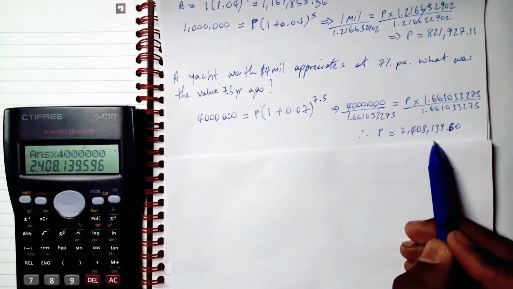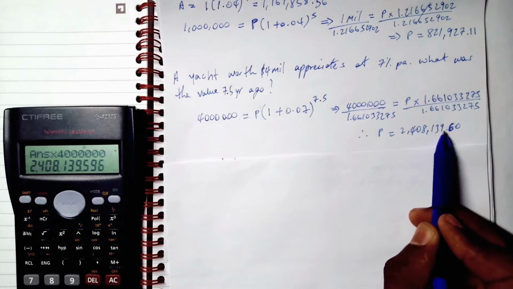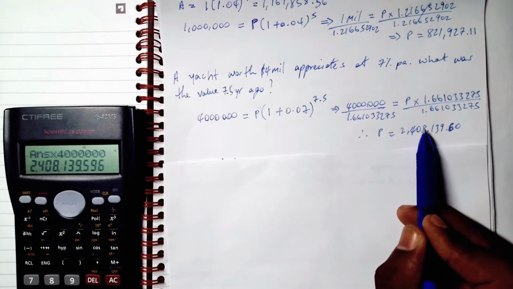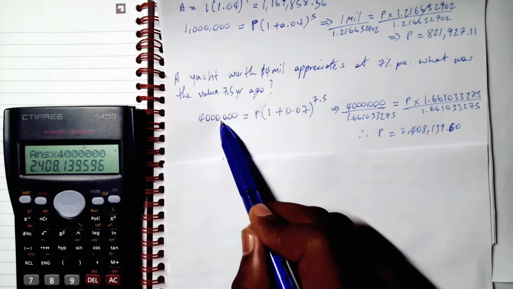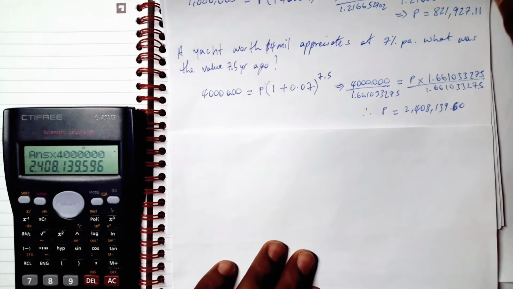So this was the value of the yacht 7.5 years ago. When we appreciate this 7.5 years in the future, we will get the 4 million. All right, so we move on to the next question.